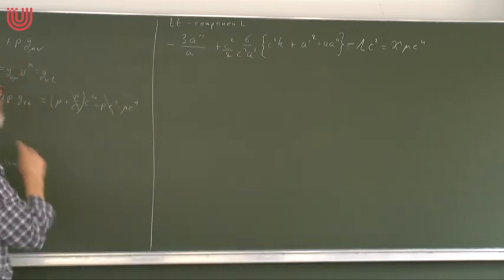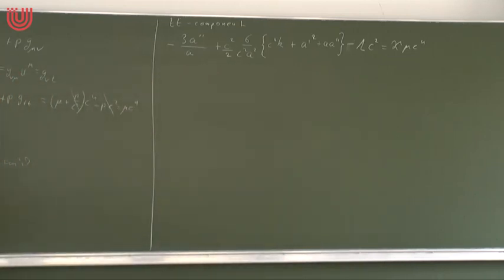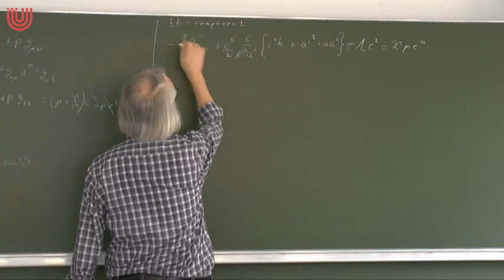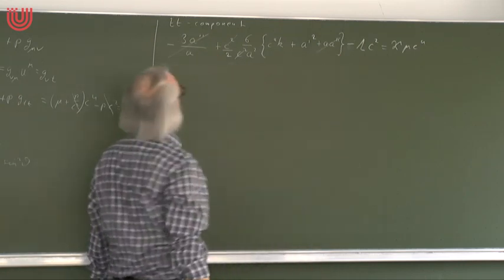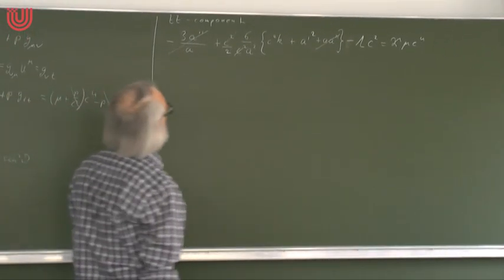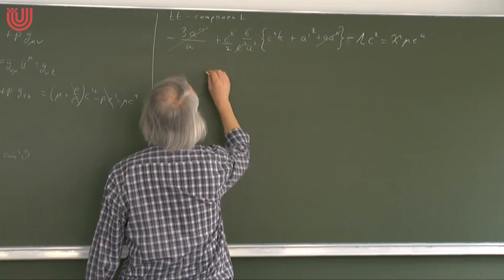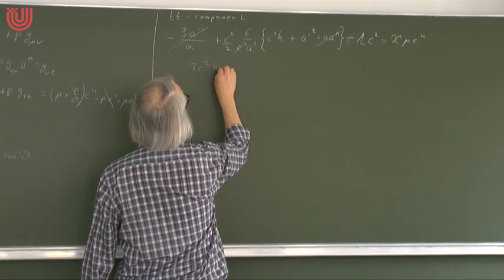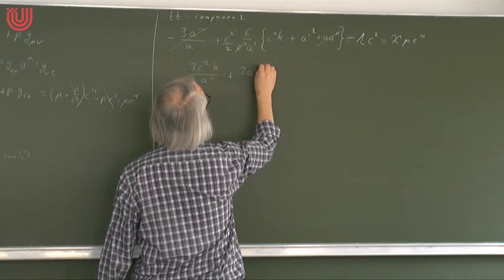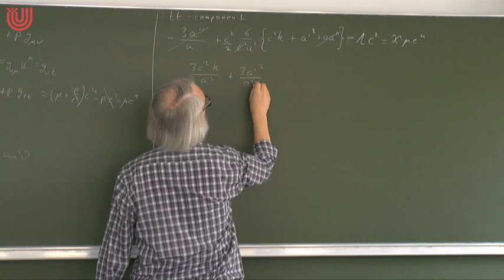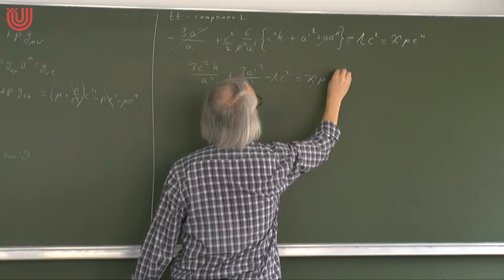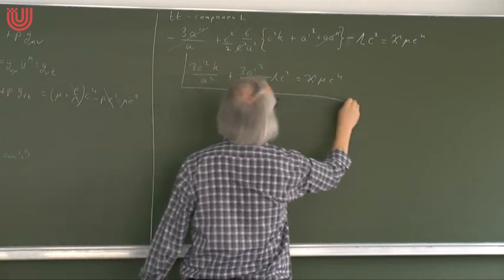Okay, and I now strongly hope that the double prime term goes away. Yes, that's true. c squared cancels, this gives a 3, and here I have a minus 3. So this term goes away in comparison to this. Okay? And then it becomes comparatively simple. So I have 3 c squared k over a squared plus 3 a prime squared over a squared minus lambda c squared is kappa mu c to the 4. This is the first equation we get.